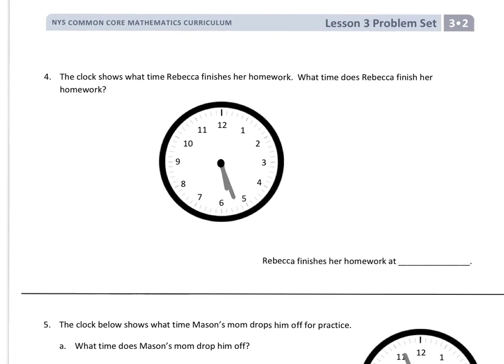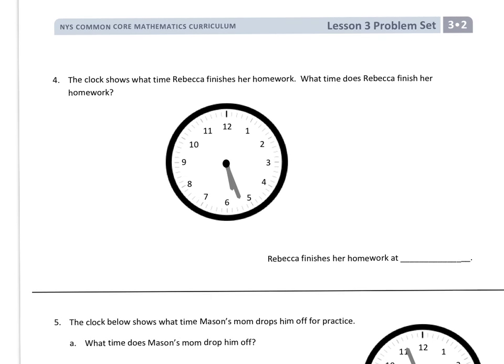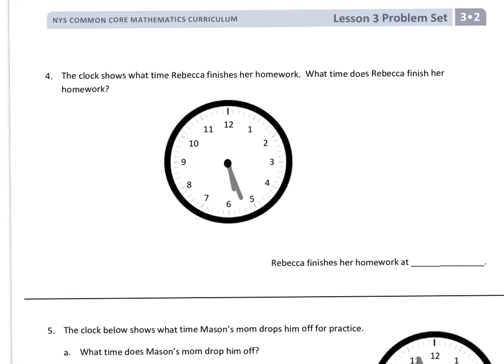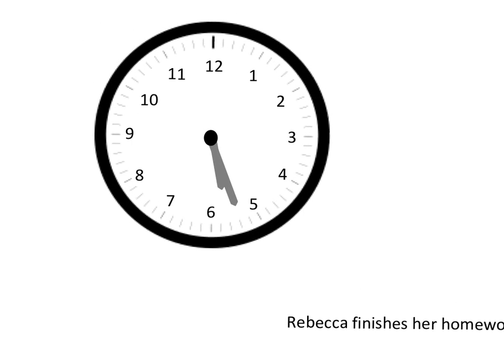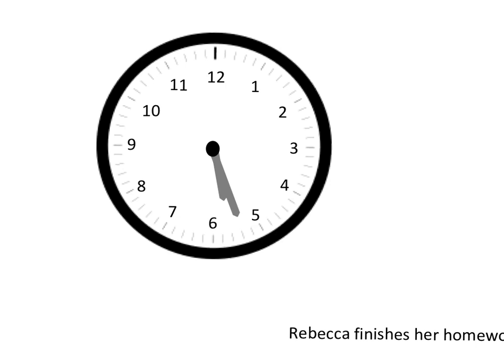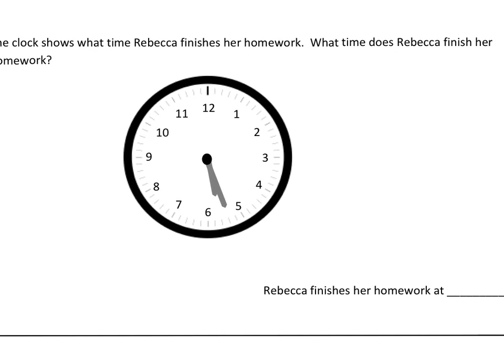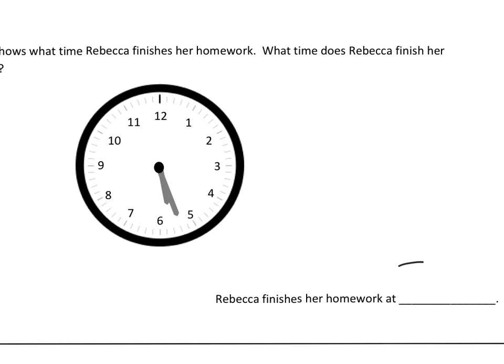Problem 4 says the clock shows what time Rebecca finishes her homework. What time does Rebecca finish her homework? So let's look very carefully, and we're going to write down the time on the line. The hour hand is in between what 2 numbers? 5 and 6. So that means it's 5 o'clock. It's not quite 6 yet. So my hour should be 5. Don't forget your 2 dots for your colon.